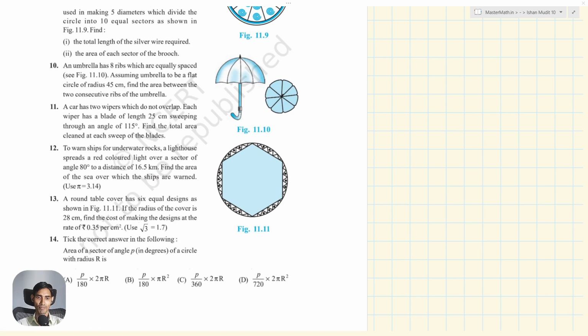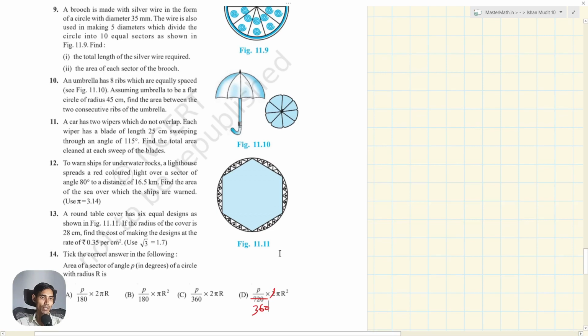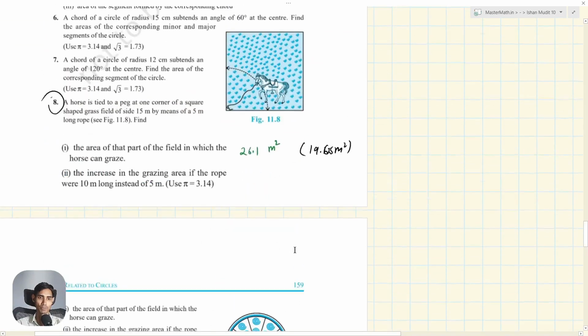Option D. That's right. If we cancel out this 2 with this 720, this is what our theta by 360 times pi r square. That's the formula.